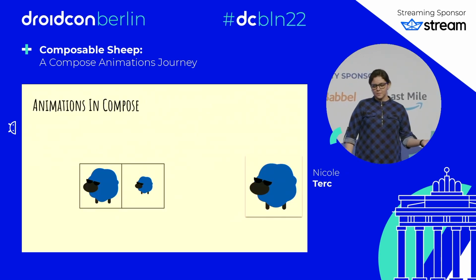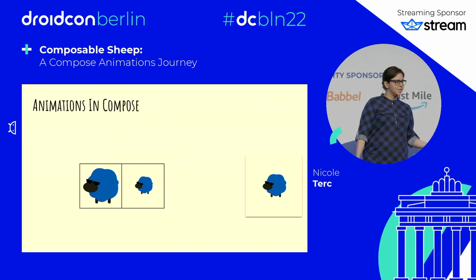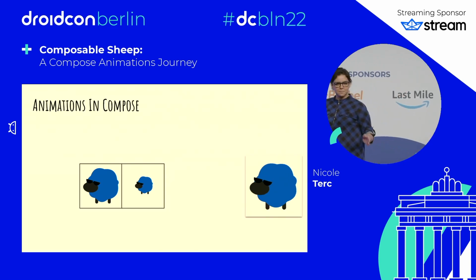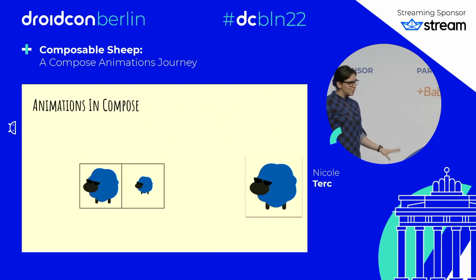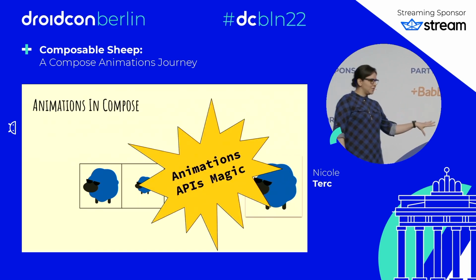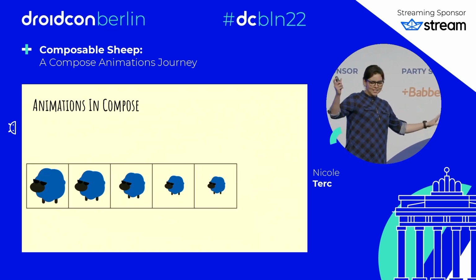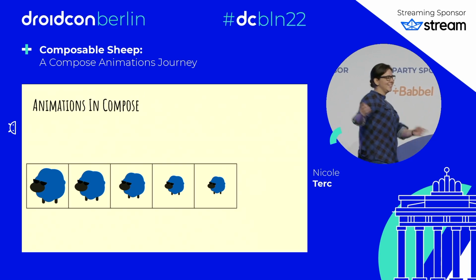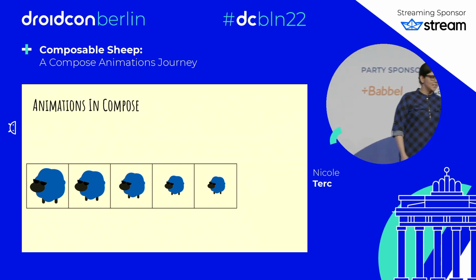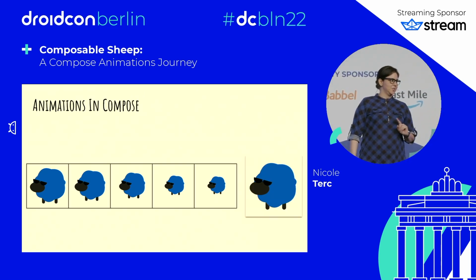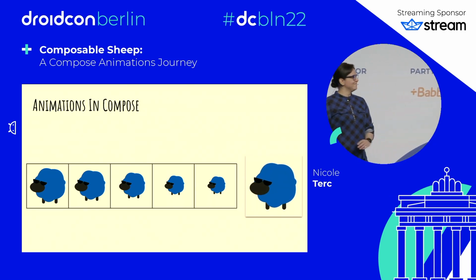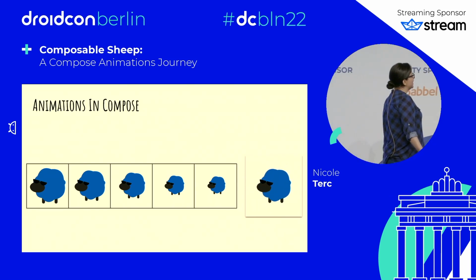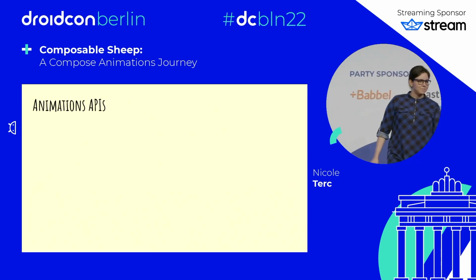Meaning that if you have a regular change like the one in here, that you have a chip passing from a big chip to a small chip, the only thing you need to do is just sprinkle some animations API magic, and ta-da! You get a sequence. And wherever there's a sequence, there's an animation. Great, no? Talk's over, you can go. But no. What are actually these magical animations APIs?